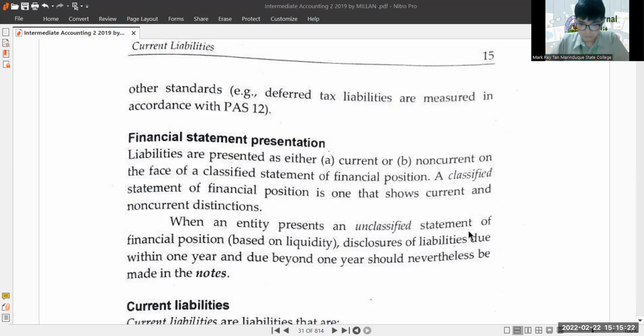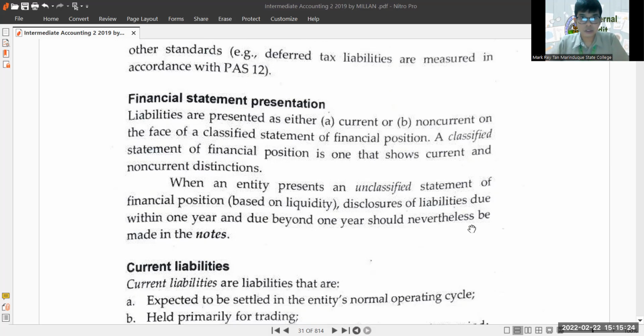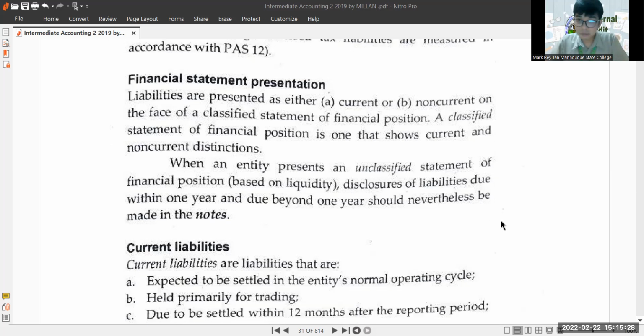So the flow is still the same. I have the book in front of me, whereas I have some notes for those discussions that have to be emphasized. So here we are at financial statement presentation.